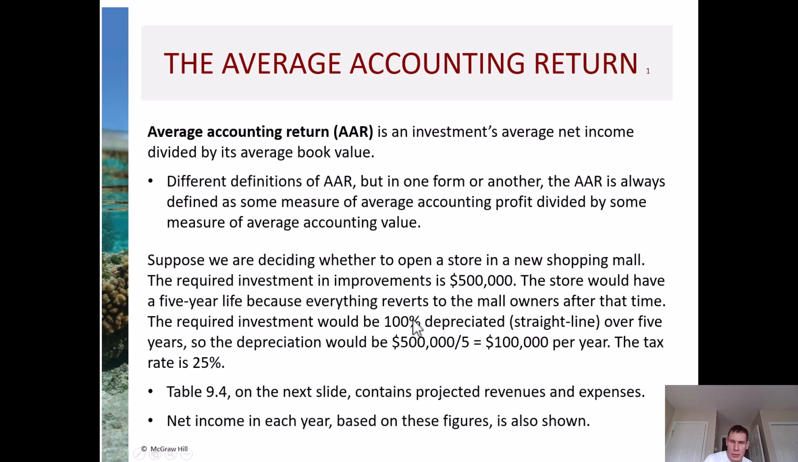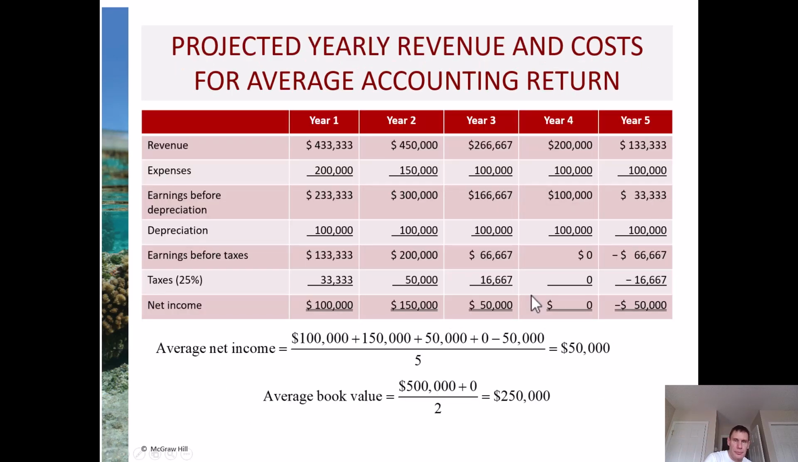The required investment would be 100% depreciated straight line over the 5 years. So the depreciation would just be the 500,000 over 5, as I put there. So we have 100,000 per year depreciation. The tax rate is 25%. So we're going to look at table 4 on the next slide. It's going to show us our revenues and expenses, and then we'll also show our net income in each year.